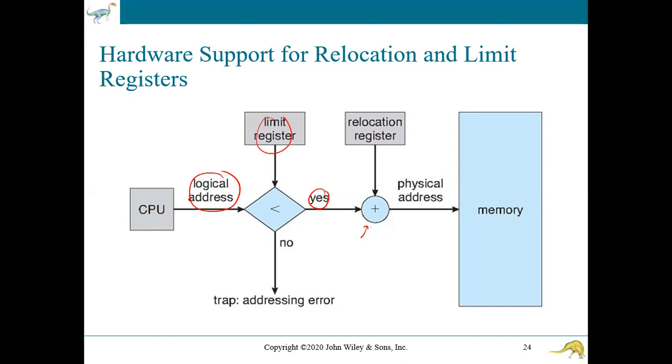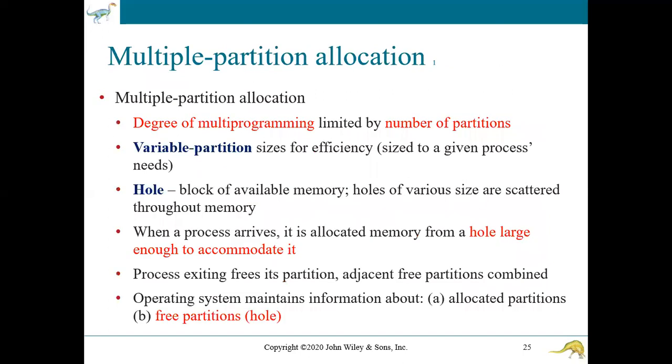Okay, if this is not the case, create a trap. Trap is an exception. Okay. So multiple partition allocation. So that means the contiguous memory allocation, not non-contiguous allocation, right? Degree of multi-programming: multiple partitions are being used. So the number of partitions you have is the degree of multi-programming, right? Each partition is allocated to only one process, right? And a variable partition size.